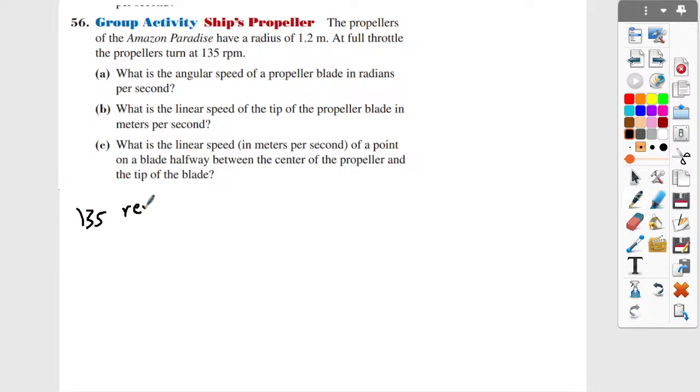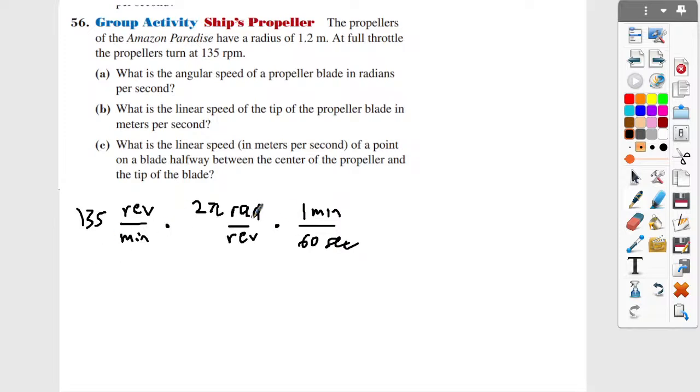135 revolutions per minute. And then how many radians are in a revolution? 2 pi. 2 pi radians per revolution. And then how many minutes are in a second? Or how many seconds are in a minute? 1 minute for every 60 seconds.